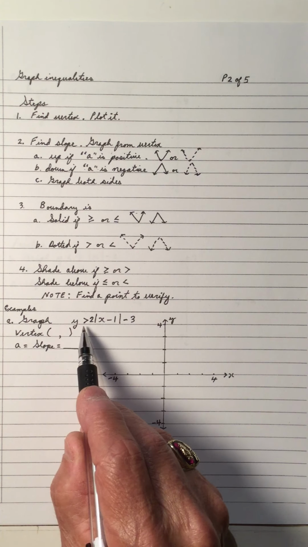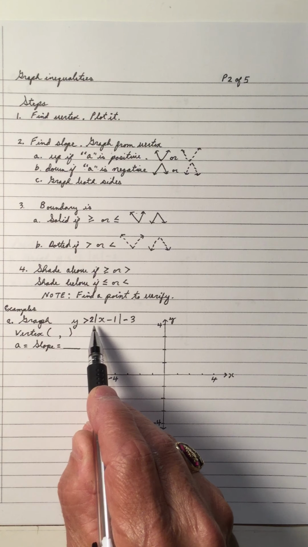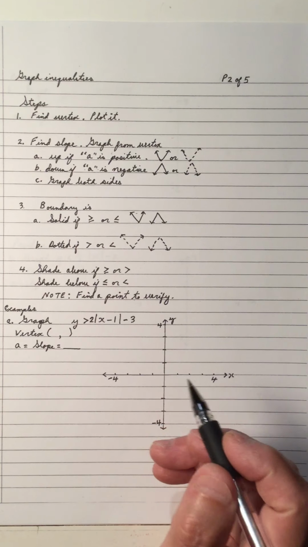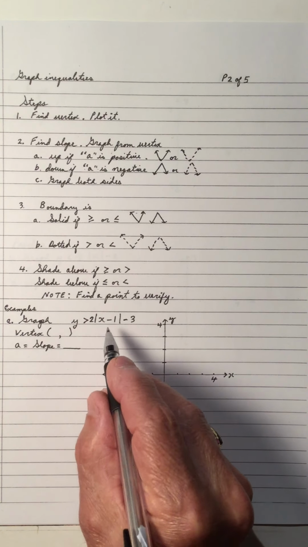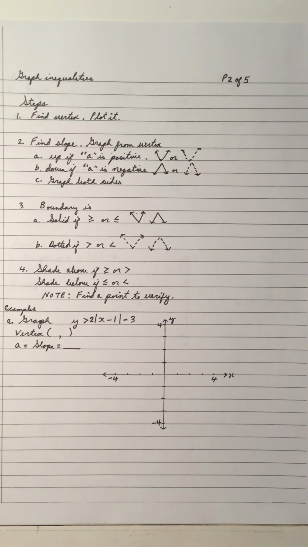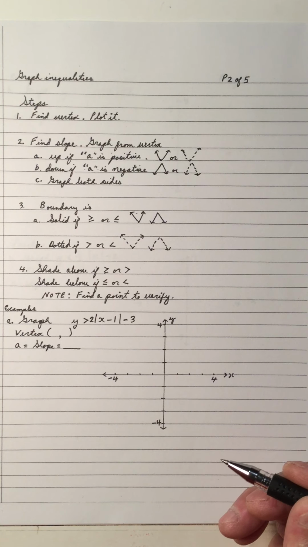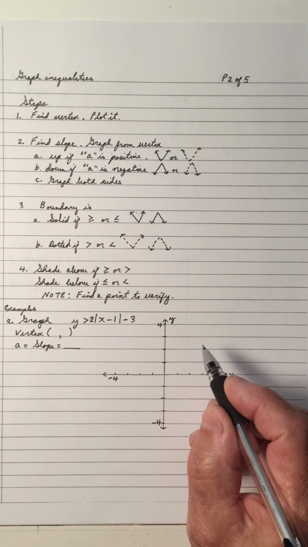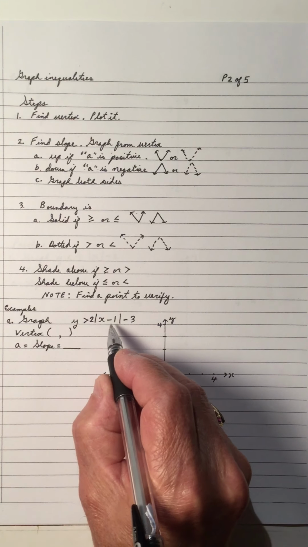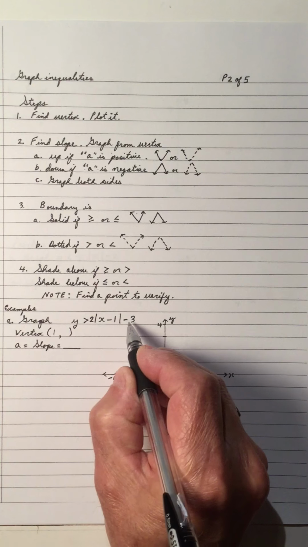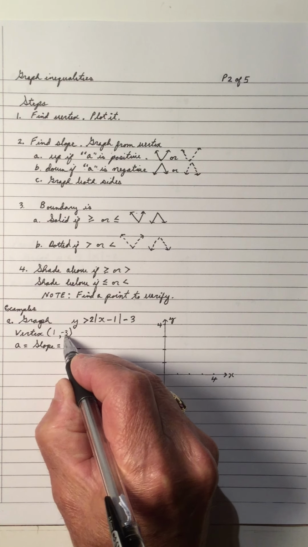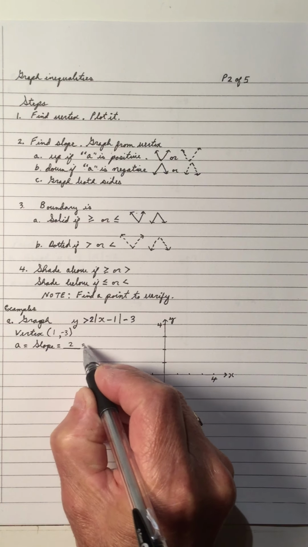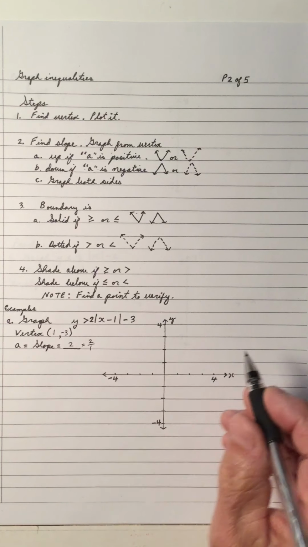Graph y is greater than 2 times the absolute value of x minus 1, minus 3. So I'm going to graph it using the vertex. This is very similar to doing a parabola. The only difference is an absolute value is V-shaped, a parabola is a looping curve. The vertex is the opposite of negative 1, which is 1, and negative 3. The a, which is the slope, is 2, so that means the slope is 2 over 1.